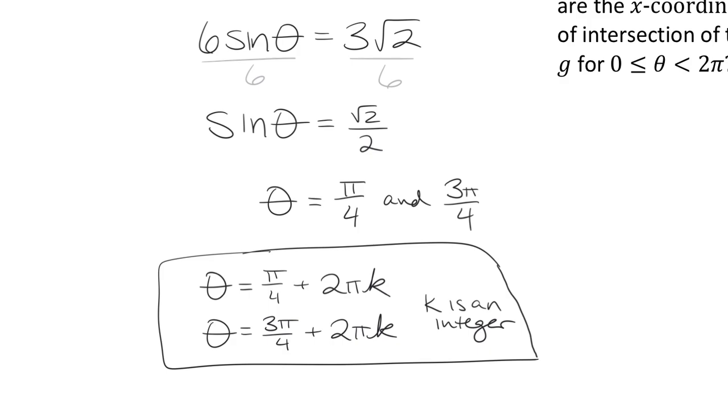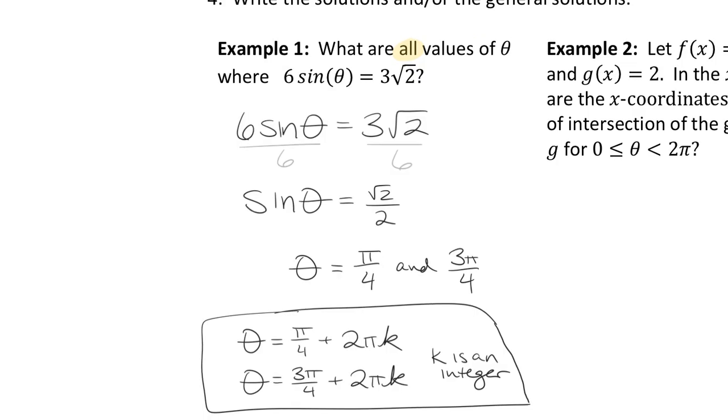So if we walk back through the steps, we used some algebra skills to solve and get the isolated trig function. We used our unit circle knowledge to figure out what angles give us square root 2 over 2 for sine. And then we used the domain restriction, which there wasn't one, to write the general solution.